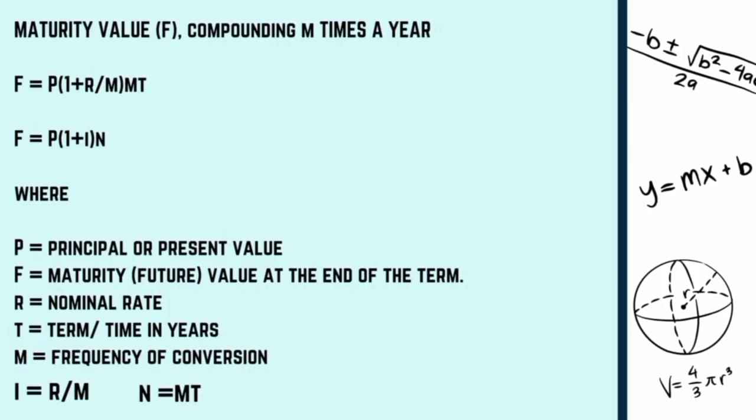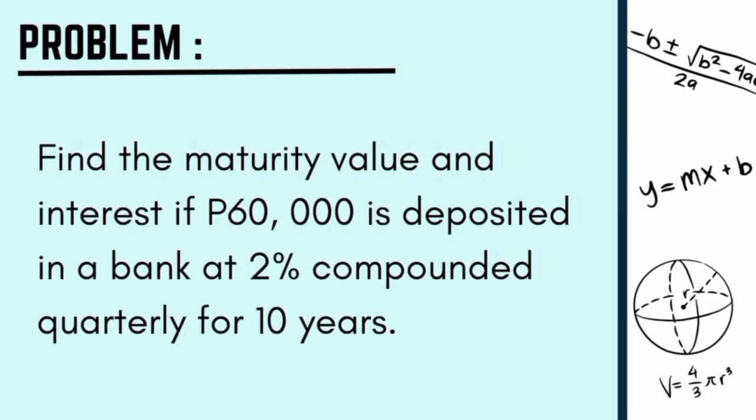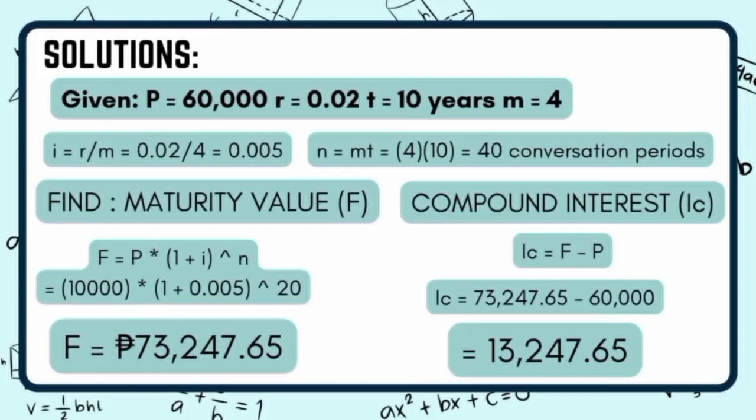So here's our objective. Number 1, compute interest, maturity value, and present value in compound interest. Number 2 is solve problems involving compound interest computed more than once a year. So here's our example problem. Find the maturity value and interest if P equals 60,000 is deposited in a bank at 2% compounded quarterly for 10 years. And here's our solutions. So our given is P equals 60,000, R is 2%, which we convert into 0.02, T is 10 years, and M is 4.